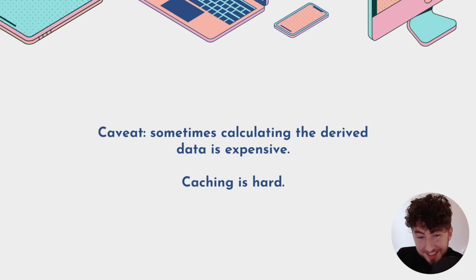It's worth mentioning, just as a caveat, that sometimes calculating the derived data is very expensive. Say we had like 200 million numbers in our list, we probably wouldn't want to recalculate the average constantly. But that leads you down the path of having to do caching for performance reasons, and we all know that caching is very hard. There's an adage which is there's only 2 hard problems in computer science: cache invalidation and naming things.